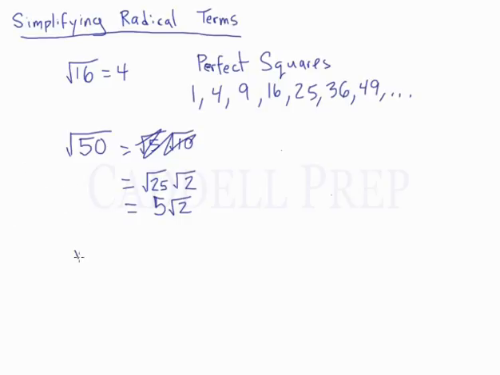Let's look at another one. The square root of 72. Let's think of some numbers that go into 72. And we're going to try and think of factors such that one of them is a perfect square. So we should try to see if any of these go in it, preferably the biggest one. And 36 goes into it twice. So this is really square root of 36, square root of 2. The square root of 36 is 6, so this is really 6 square root 2.